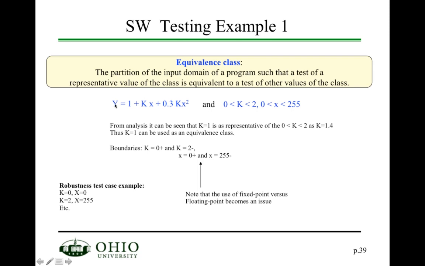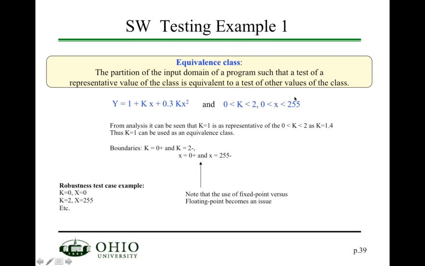Now, suppose we have this equation here: y equals 1 plus kx plus 0.3 kx squared. And suppose that, given that k must be between 0 and 2 and x must be between 0 and 255, this is the input domain of that equation. Since this is a continuous equation, I could pick any value of k between 0 and 2, and any value of x between 0 and 255, and it will be representative for this equation, because it's continuous. So k is 1 is just as representative as k is 1.4. The output value is going to be different, but they're still just as representative. So we can use k as 1 as equivalent for this particular domain.